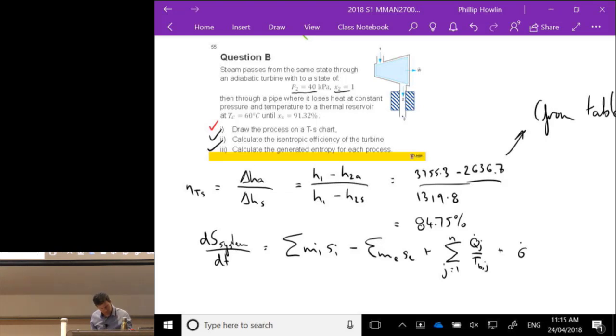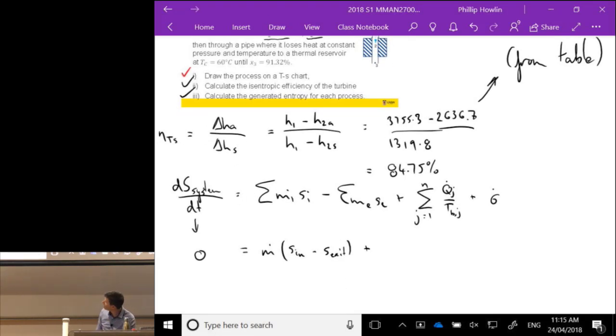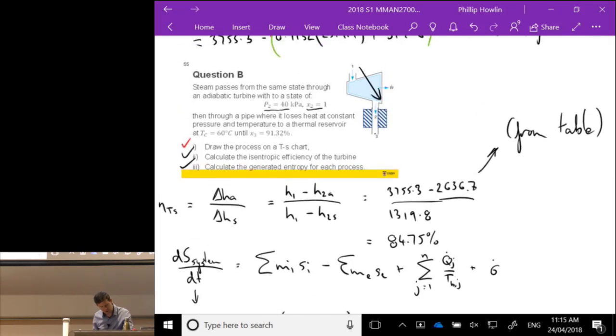Now, this term on the left is the change in entropy within the system over time. We've got a steady state, steady flow system, so our change in entropy in the system over time should be zero. We've got a system with only one mass flow, so this will be mass flow times S in minus S exit, plus, now we've got two processes here. I didn't introduce them, but one's our turbine from state one to state two, and our other one is we're going to reduce the temperature of the substance back to X3, so X3 is going to be X2S.